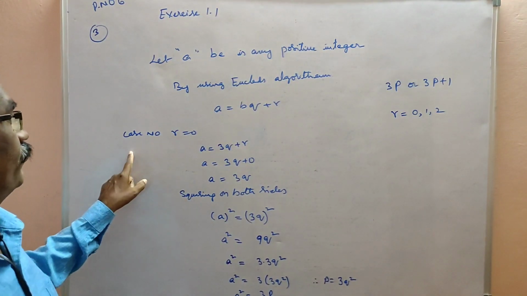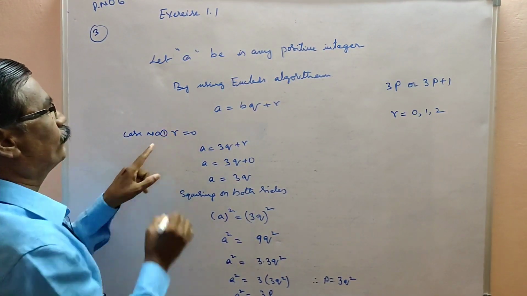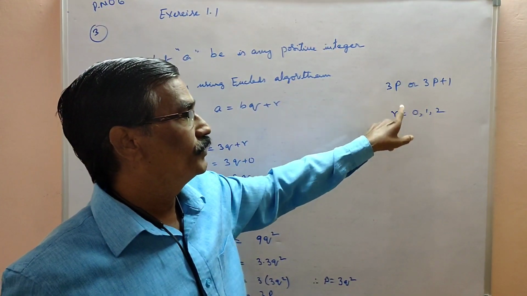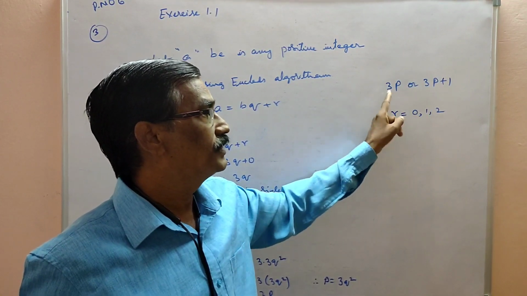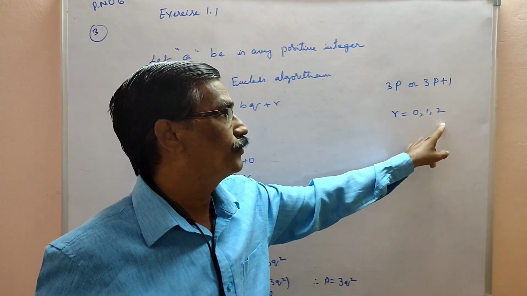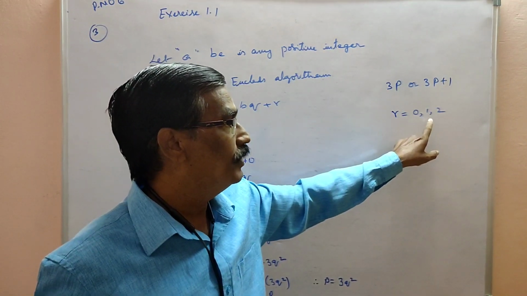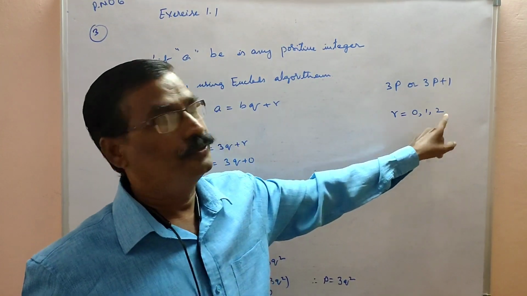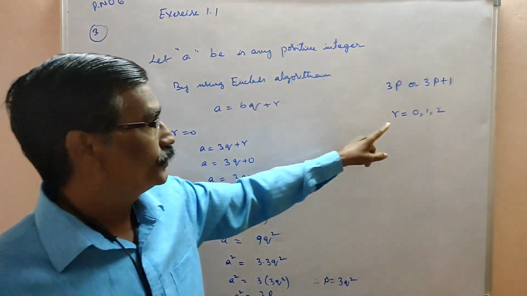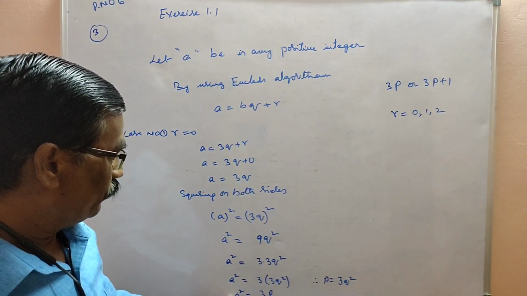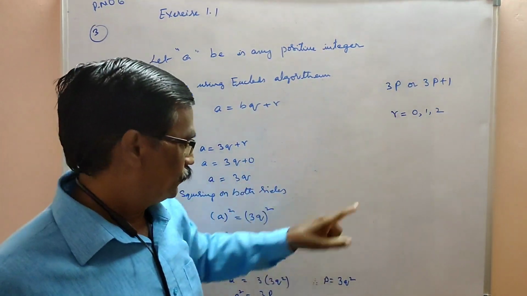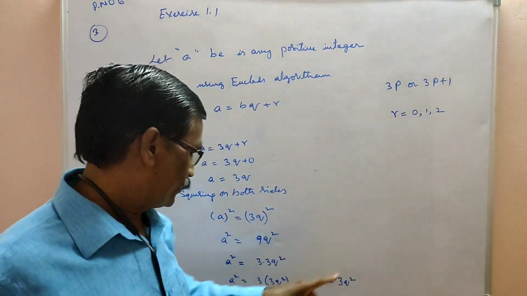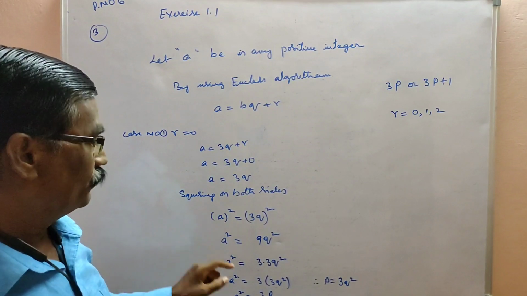So in case number 1, r equal to 0. The r value is less than 3, so r equal to 0, 1, 2 only. In case number 1, I am taking r equal to 0, and in case number 2, I am taking r equal to 1. So in case number 1, r equal to 0, we have proved a square equal to 3p, the square of any positive integer in the form of 3p. This is the first case.